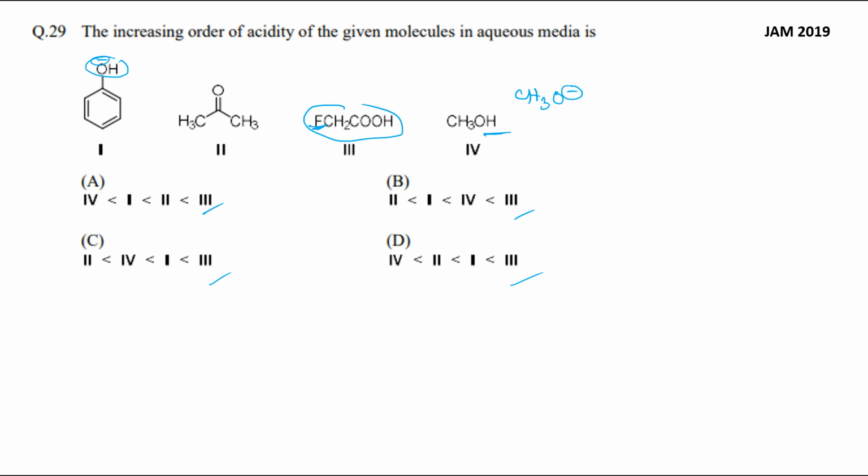After 3 it will be 1. So you can cancel these 2 options, but you are stuck between C and D. So after 1, what will you do? You have to compare acetone and methanol. But in acetone, when you remove hydrogen, you are basically getting negative charge over carbon. But here negative charge is over oxygen, so that will be more acidic. So after 1 it will be 4, and that is why option C is the correct option.